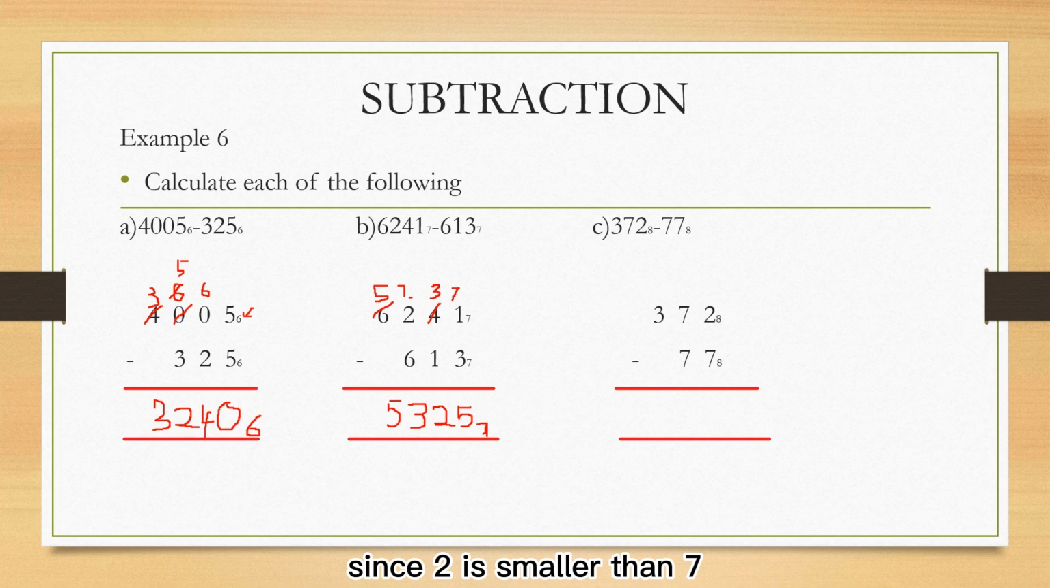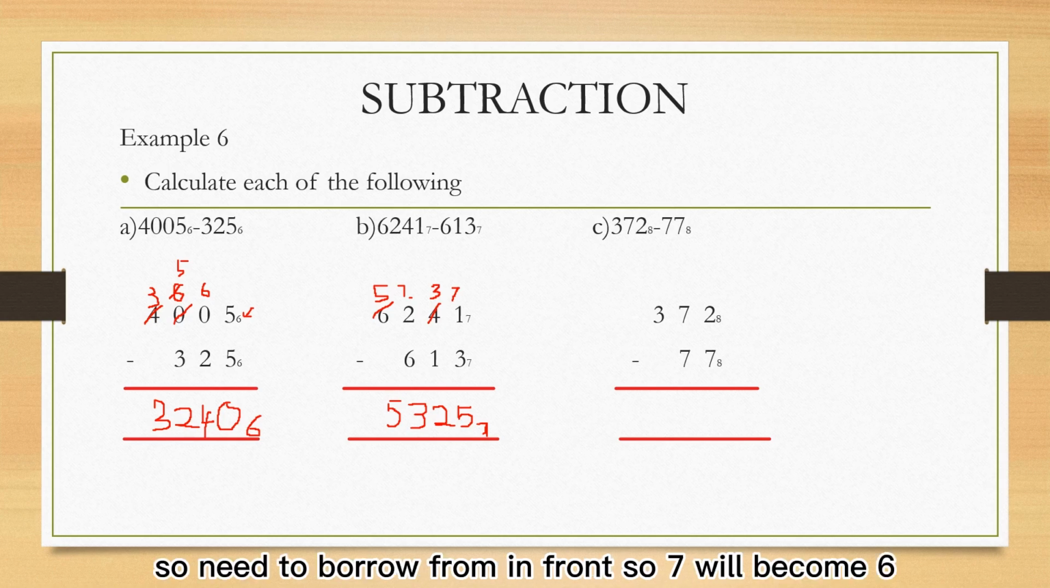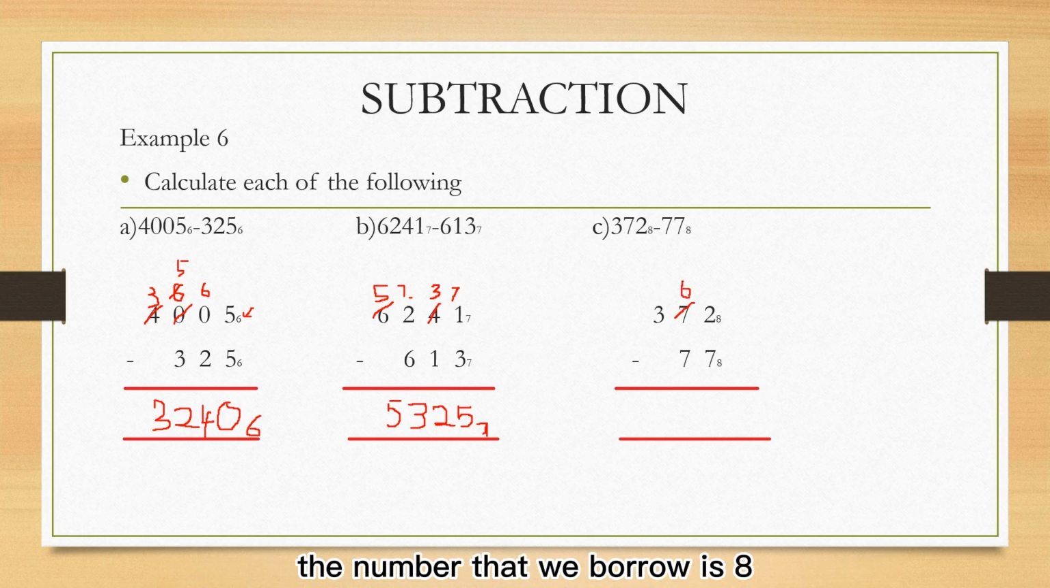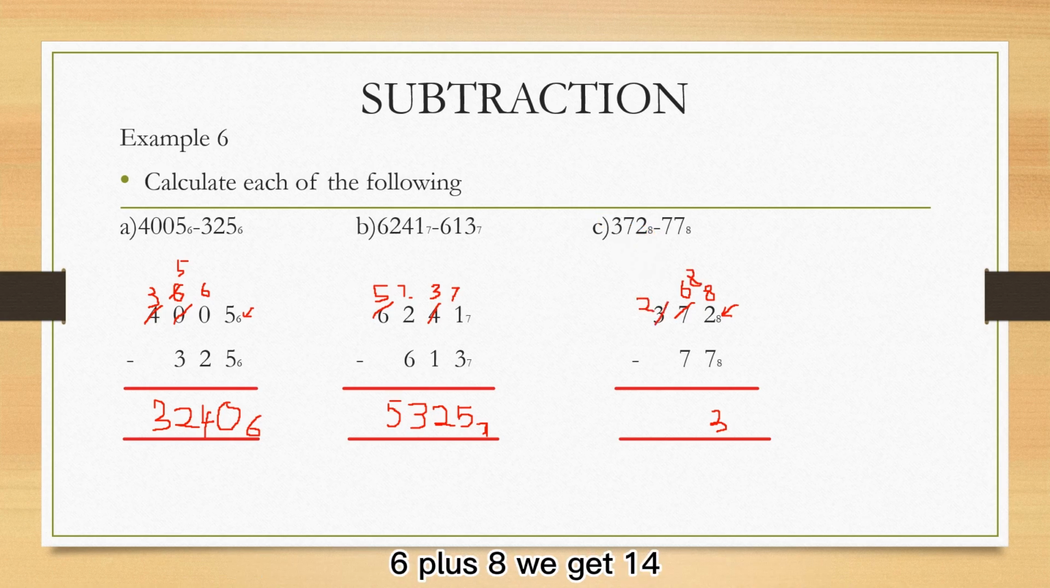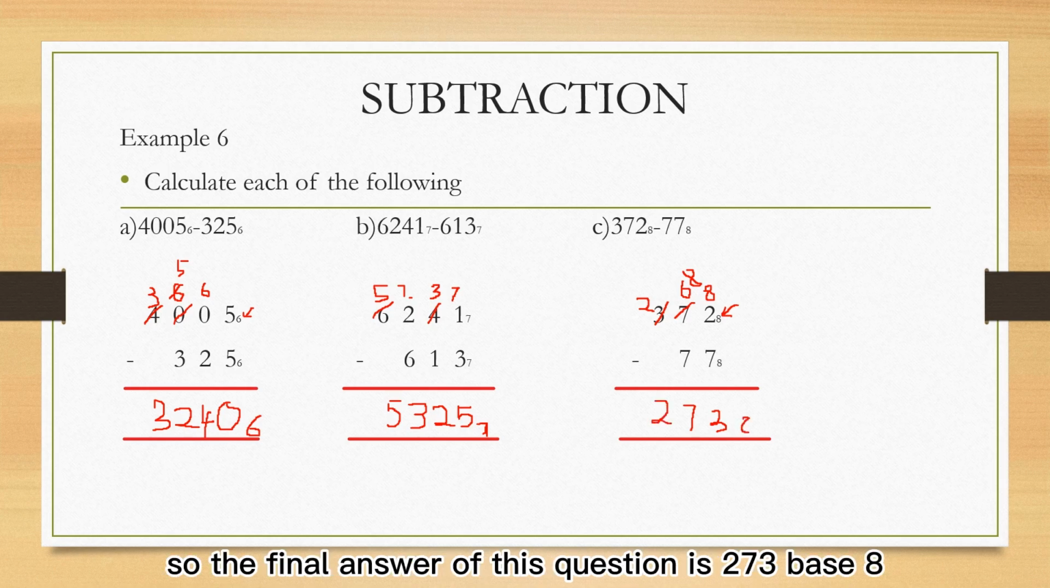Since this 2 is smaller than 7, we need to borrow from the front, so 7 will become 6. So the number that we borrow is 8 because the number base is 8. So 8 plus 2 will become 10. 10 minus with 7, we get 3. Okay, this 6 is smaller than 7, so we need to borrow here, so 3 will become 2. 6 plus 8, we get 14. 14 minus 7, we get 7. So same, 2 minus nothing, we get 2. So the final answer of this question is 273 base 8.